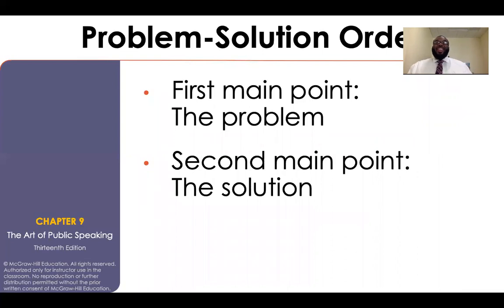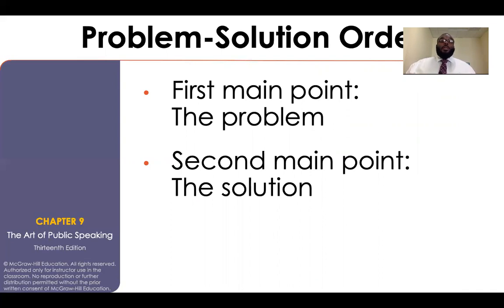All right, another organizational pattern that lends itself to two main points is the problem solution organizational pattern. In this example, the first main point would be the problem. What has happened to cause something to occur? The second main point would be the solution. What things might be done in order to fix the issues that have been caused?